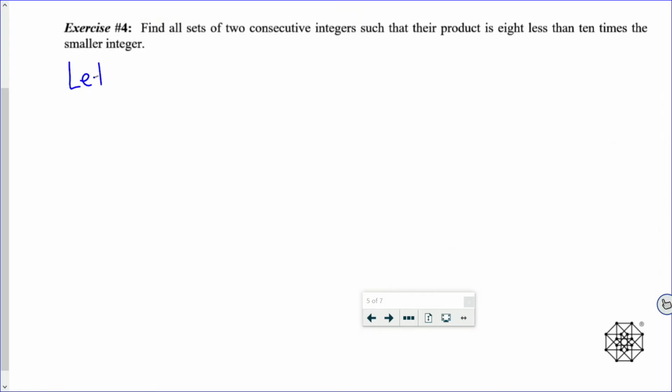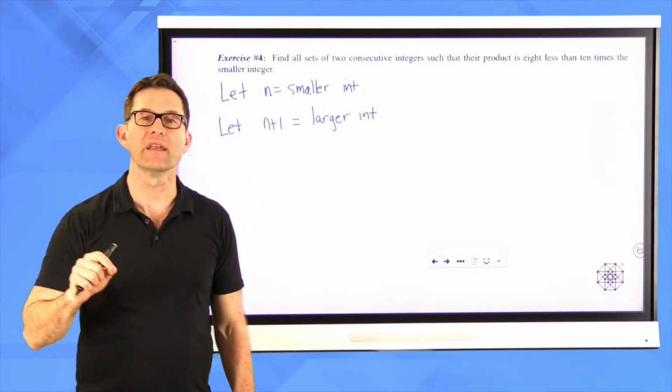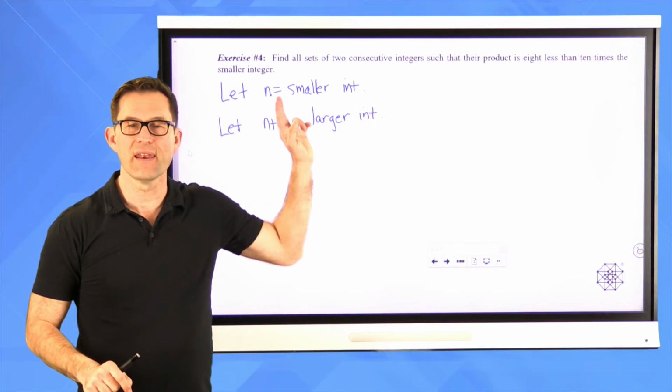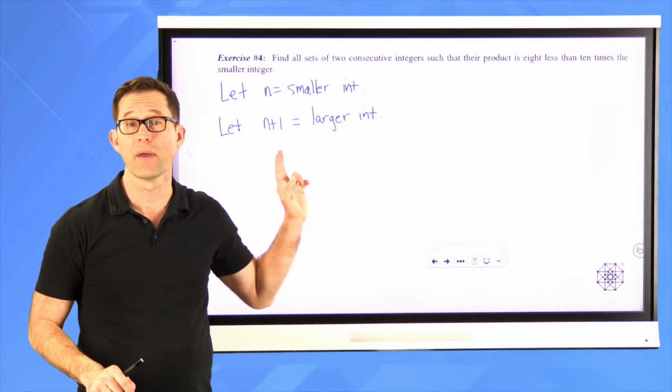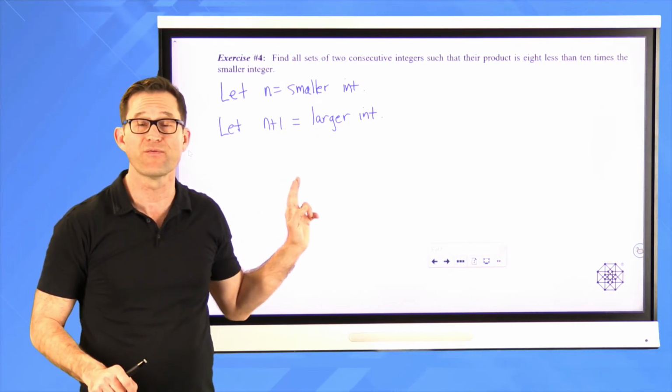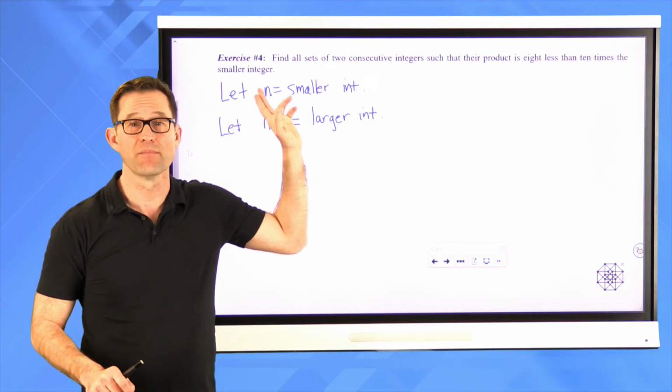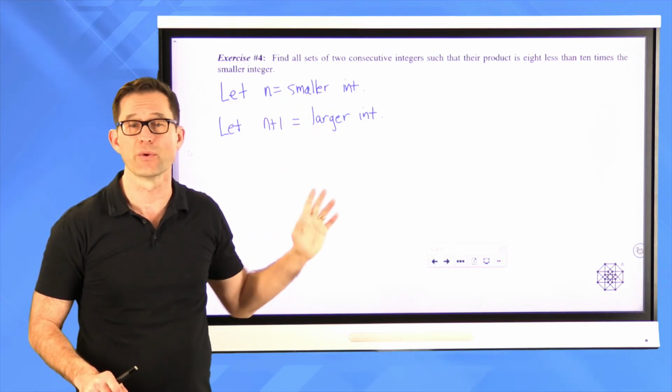I'm going to let n be equal to the smaller integer, and I'm going to let n plus 1 equal the larger integer. Now remember, if these had been consecutive evens or consecutive odds, then I'd have n and n plus 2. If there had been a third one, I may have even had n plus 2, n plus 4. If it's just consecutive integers, it'd be n plus 1, n plus 2, n plus 3, etc.